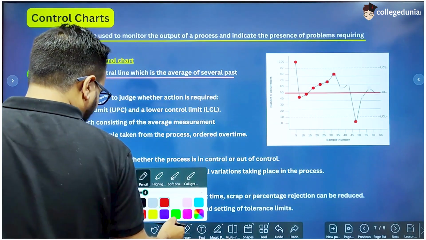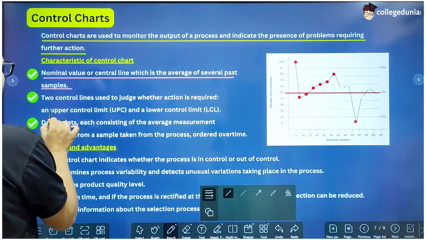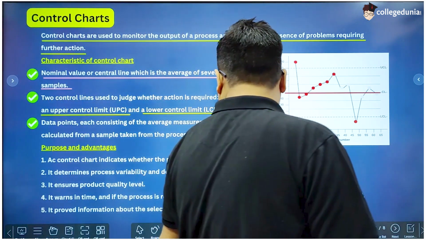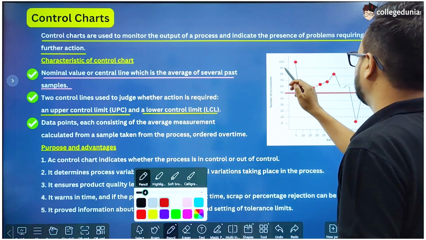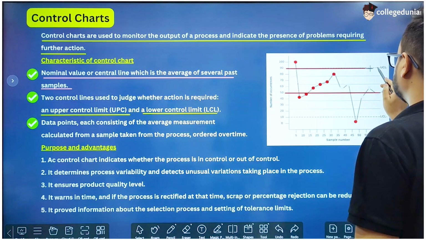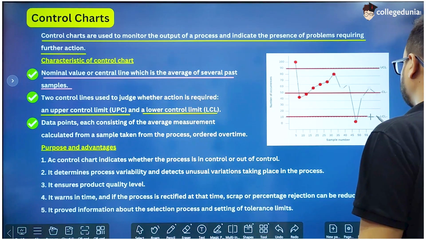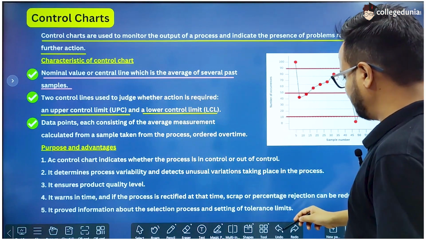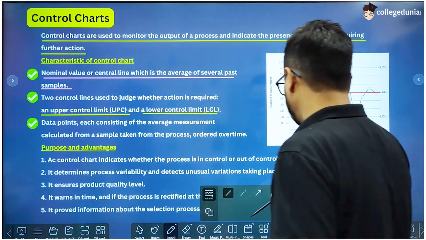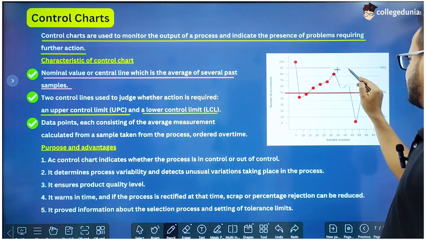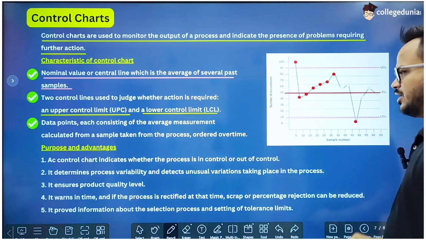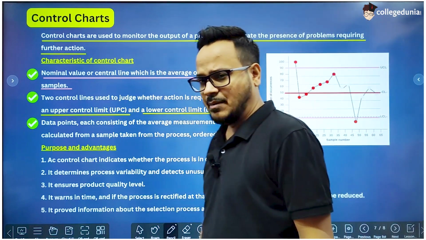There are two other control lines which are called the upper control line and the lower control line. These two control lines are shown here. This one is the upper control line. Let me use the other color. These are the upper control line and the lower control line. For example, in our example, the upper control line had a value of 1.75 mm and the lower control line had a value of 1.65 mm.